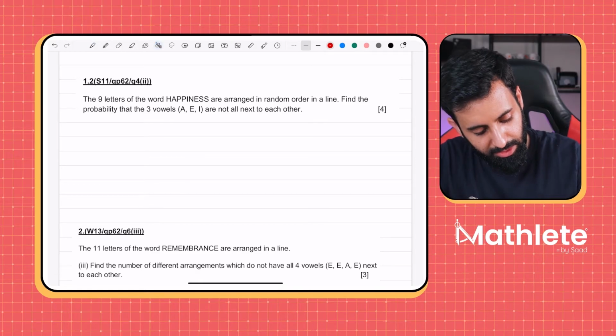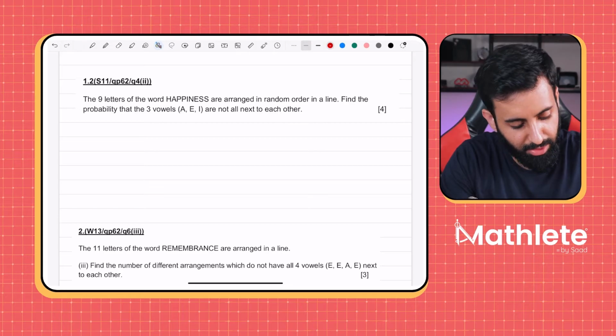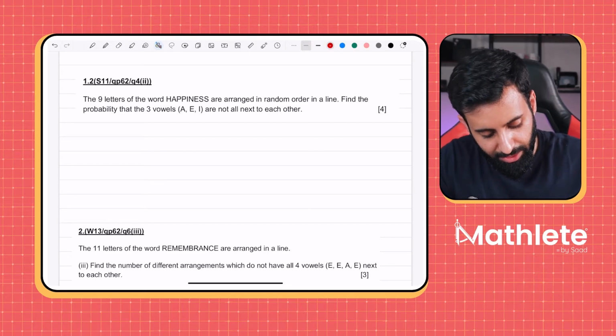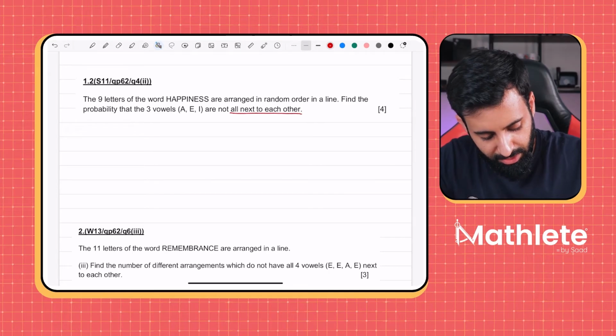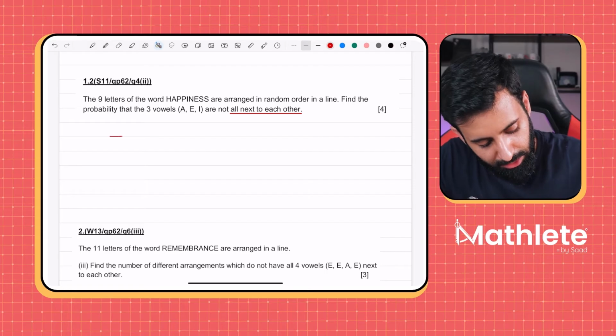Here's a question. Let's see what it says. The 9 letters of the word happiness are arranged in random order in a line. Find the probability that the 3 vowels A, E, I are not all next to each other. So that means they all shouldn't be next to each other. You can have 2 next to each other. That's acceptable. So first, let's find out the number of ways that they can be next to each other.